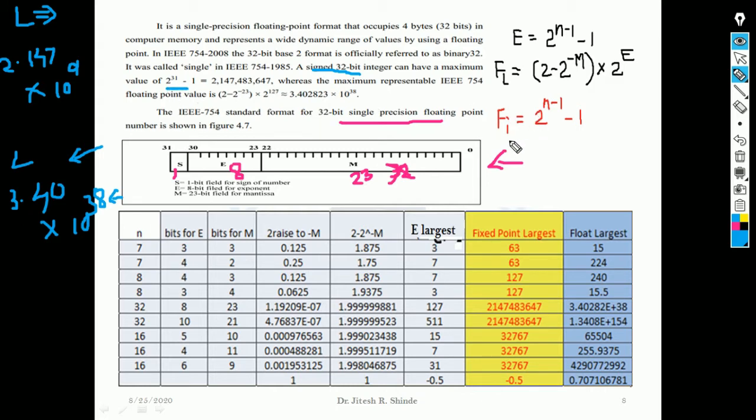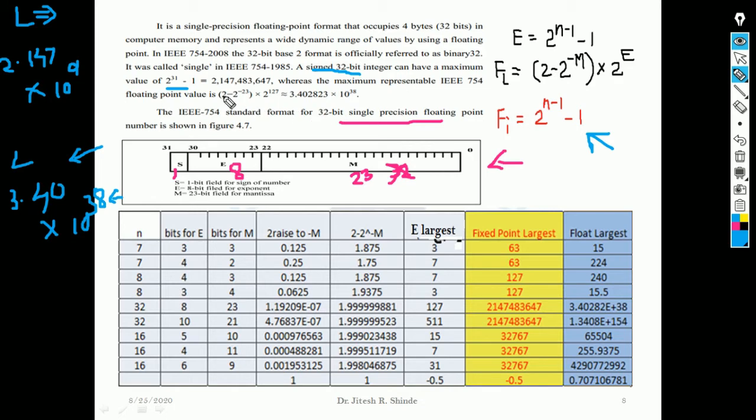In fixed point, the generalized formula to find the largest number is 2 to the power n minus 1, minus 1. This is the largest number we get in the sign magnitude approach, the 2's complement approach, or the 1's complement approach for representing signed binary numbers.